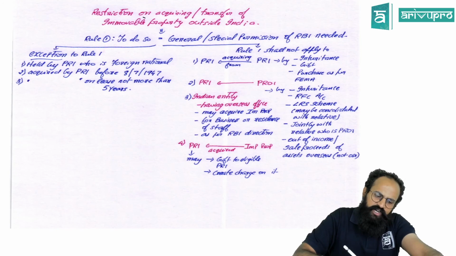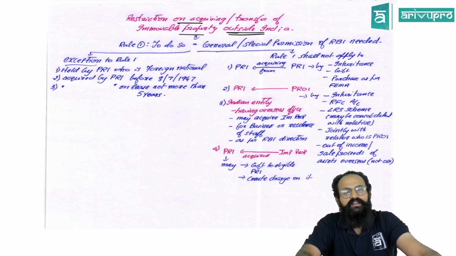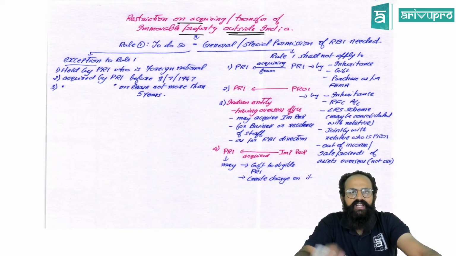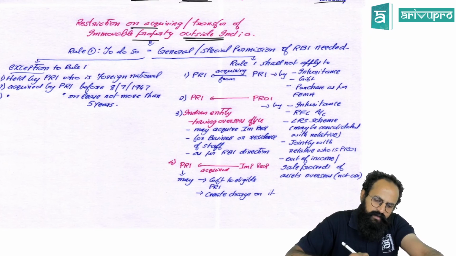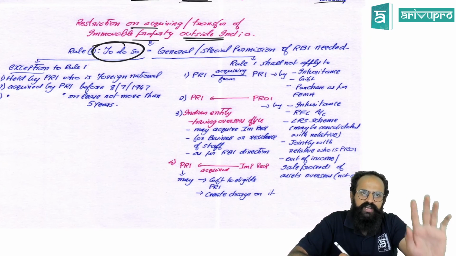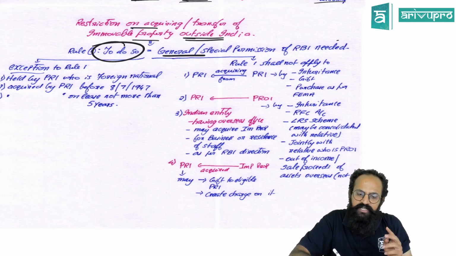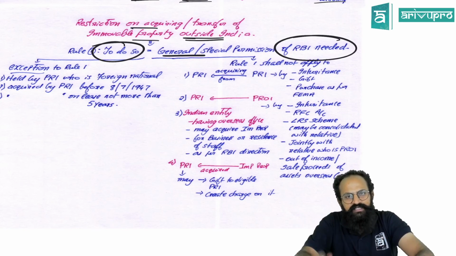Sir, restriction on acquiring or transfer of immovable property outside India. So if you are planning to buy a land outside India, or a building outside India, what are the conditions? First one, sir, if you want to buy or sell land or immovable property outside India, you need to take a general or special permission of RBI. Only after that you can invest.